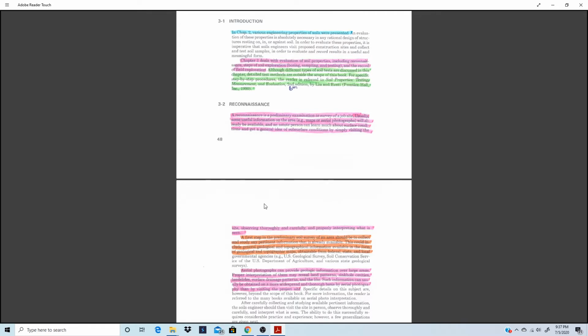Topographic maps are another good way of getting information. These are all usually online. We can actually get some information from them, but you also want to go out and visit the project site.